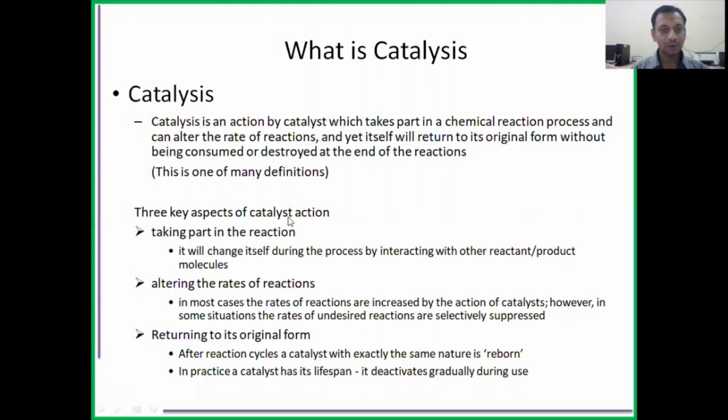There are three key aspects of catalyst action. Taking part in the reaction: it will change itself during the process by interacting with other reactant and product molecules, and we have to take care of that. Altering the rates of reactions: yes, always. Returning to its original form: yes, we need its original form back, or it must be sustained in the same form, otherwise there will be a big problem during the catalysis reaction.